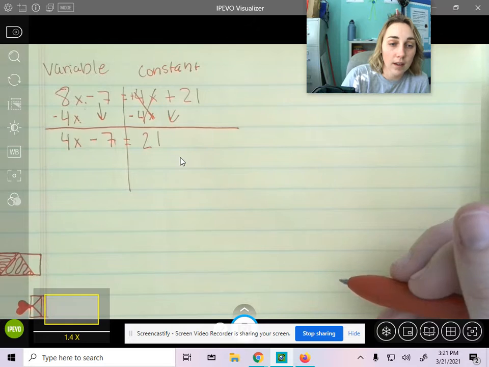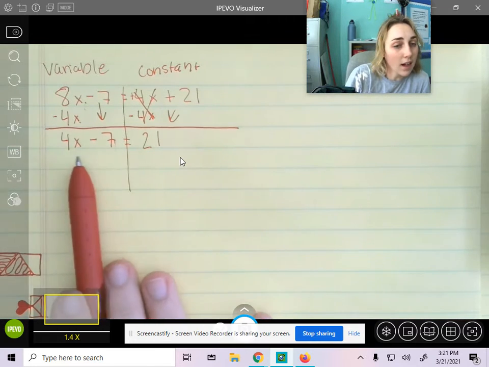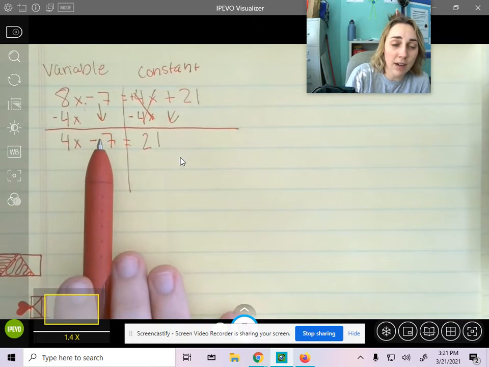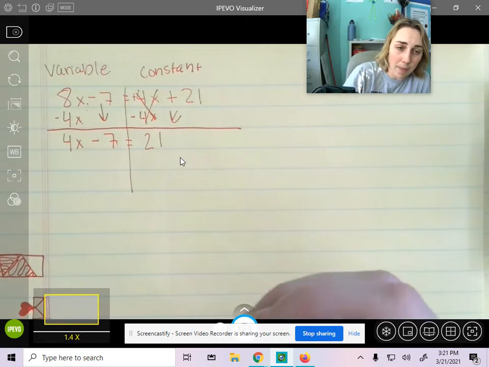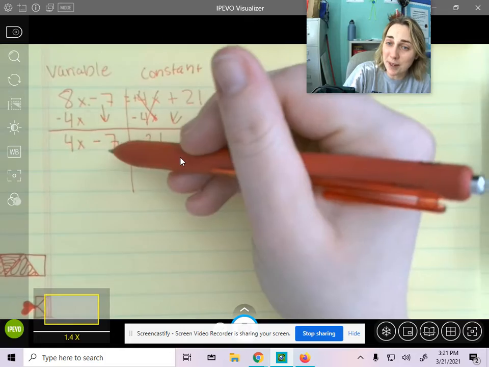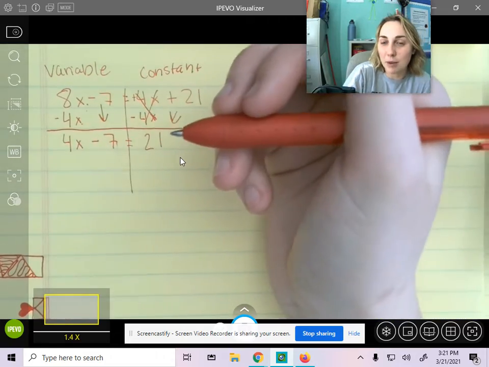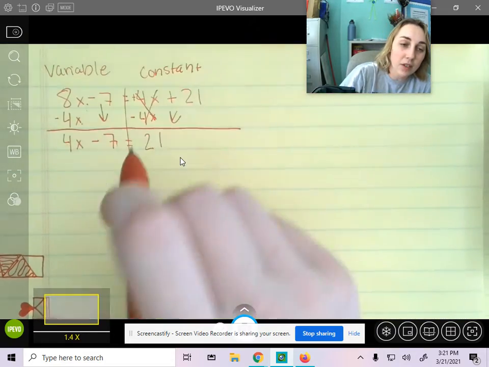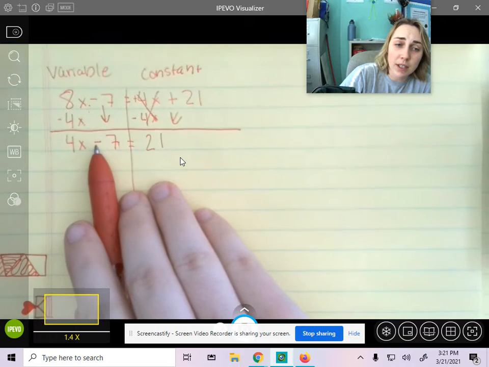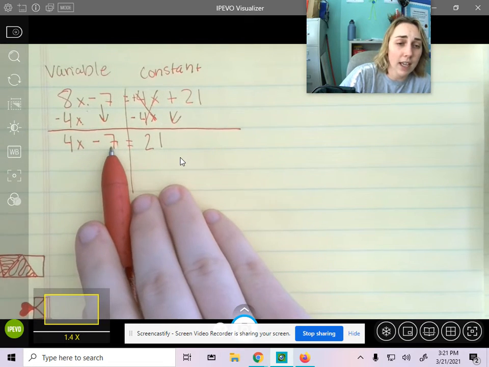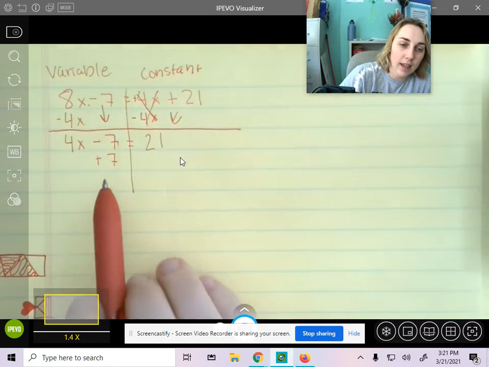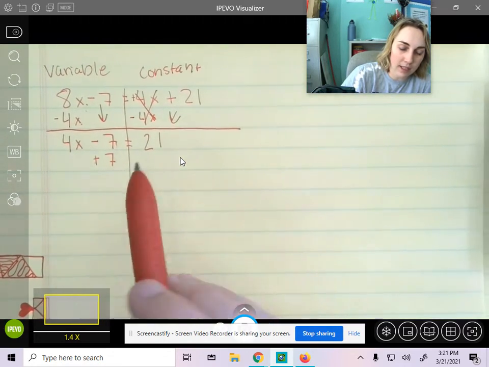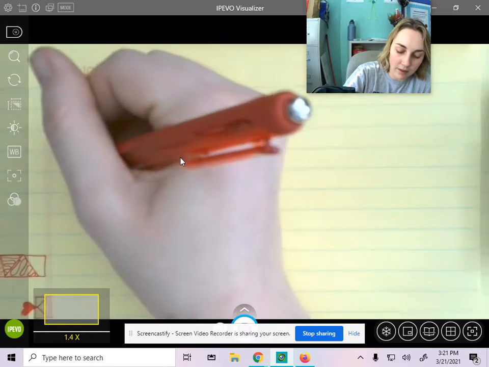Okay. Now I'm going to move my constant, which is this negative 7, to this side. Fair enough. I'm going to go ahead and do that, because this is my constant side, and I need to get rid of this constant anyway, or a two-step equation, whatever you want to think. So to get rid of this negative 7, because we take the operation in front of it, I have to do the opposite of a negative 7, which is a positive 7. So I'm going to add 7. And if I do it on one side of the equal sign, I have to do the same thing on the other side as well.